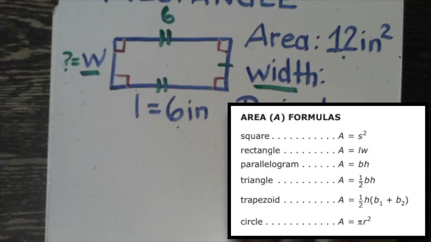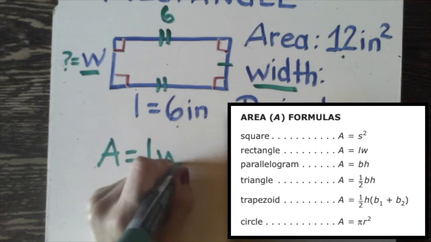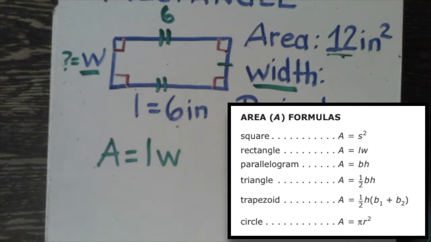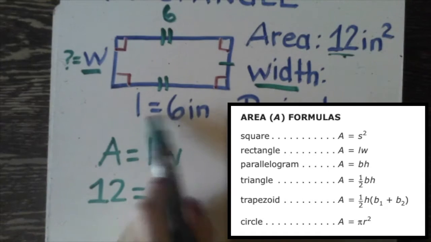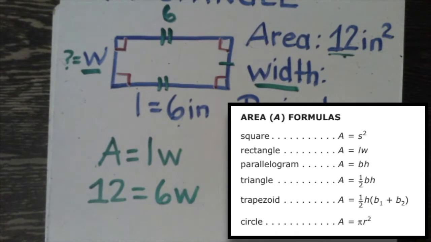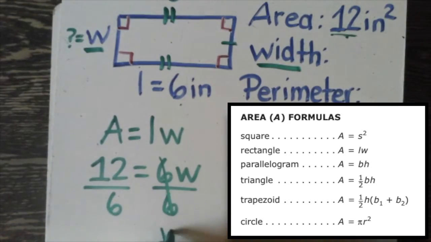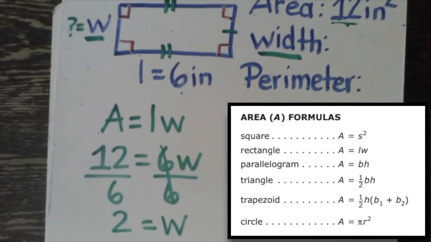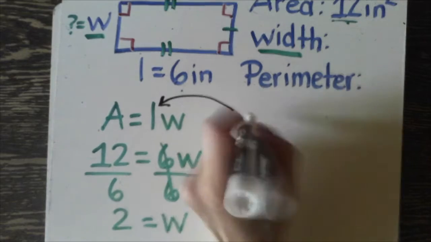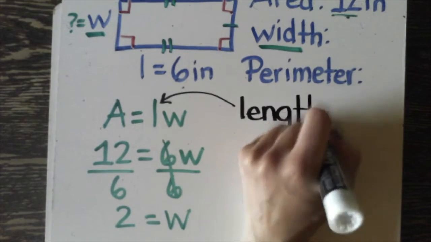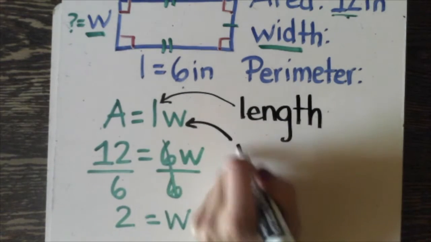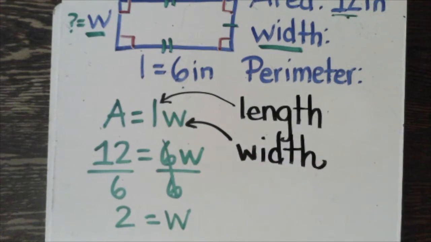In order to find the width, I am going to use the formula area equals length times width, where area is 12, length is 6, and W is unknown. In order to solve this, I divide by 6 on both sides, and I am left with W is equal to 2, in this case 2 inches. Notice the L is length, and the width is referred to as W.